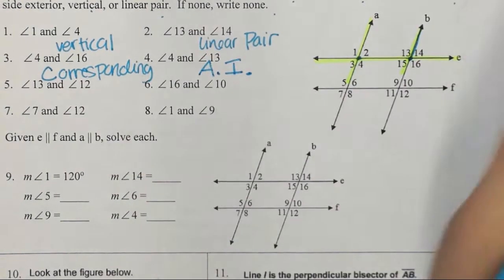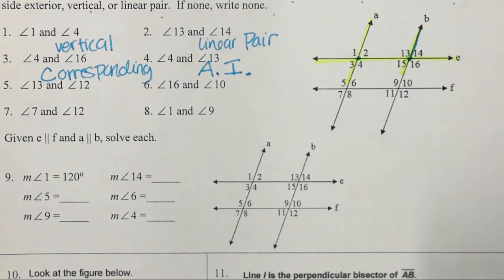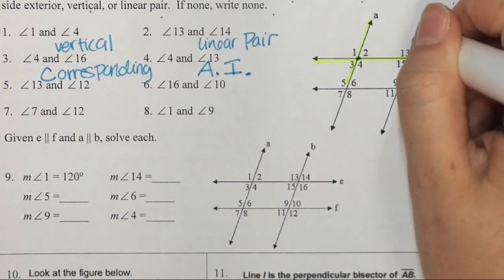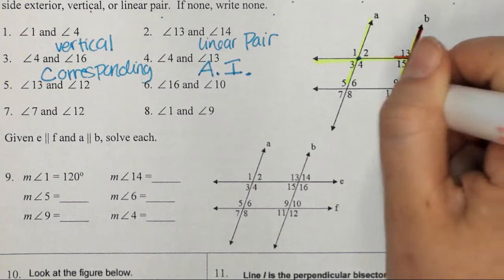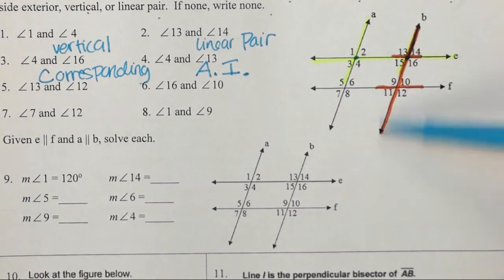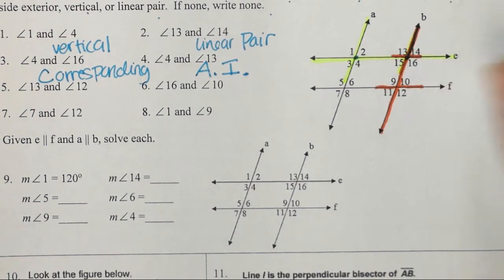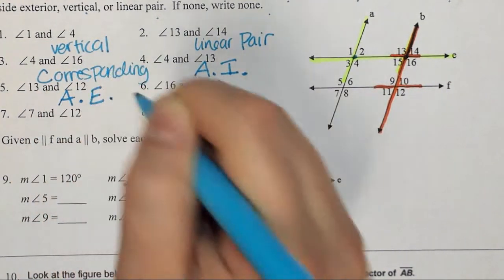5 asks us to look at 13 and 12. Okay, so this time around we have a different transversal, since 13 is made with line B and line E, and 12 is made with line F and line B. Okay. So this time B is the transversal. These are on alternate sides of the transversal. They're outside E and F. They're not in between E and F, so these are alternate exterior angles.